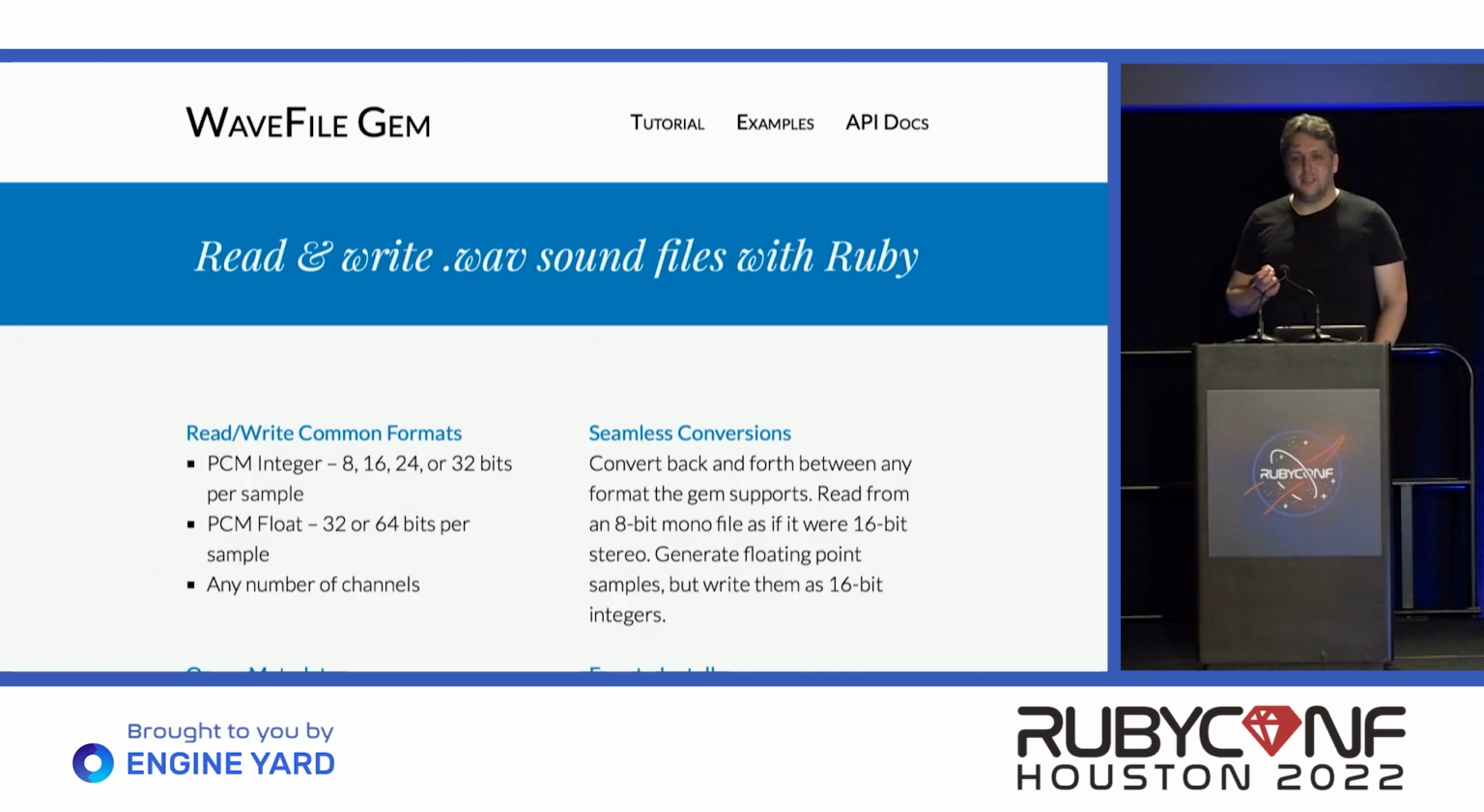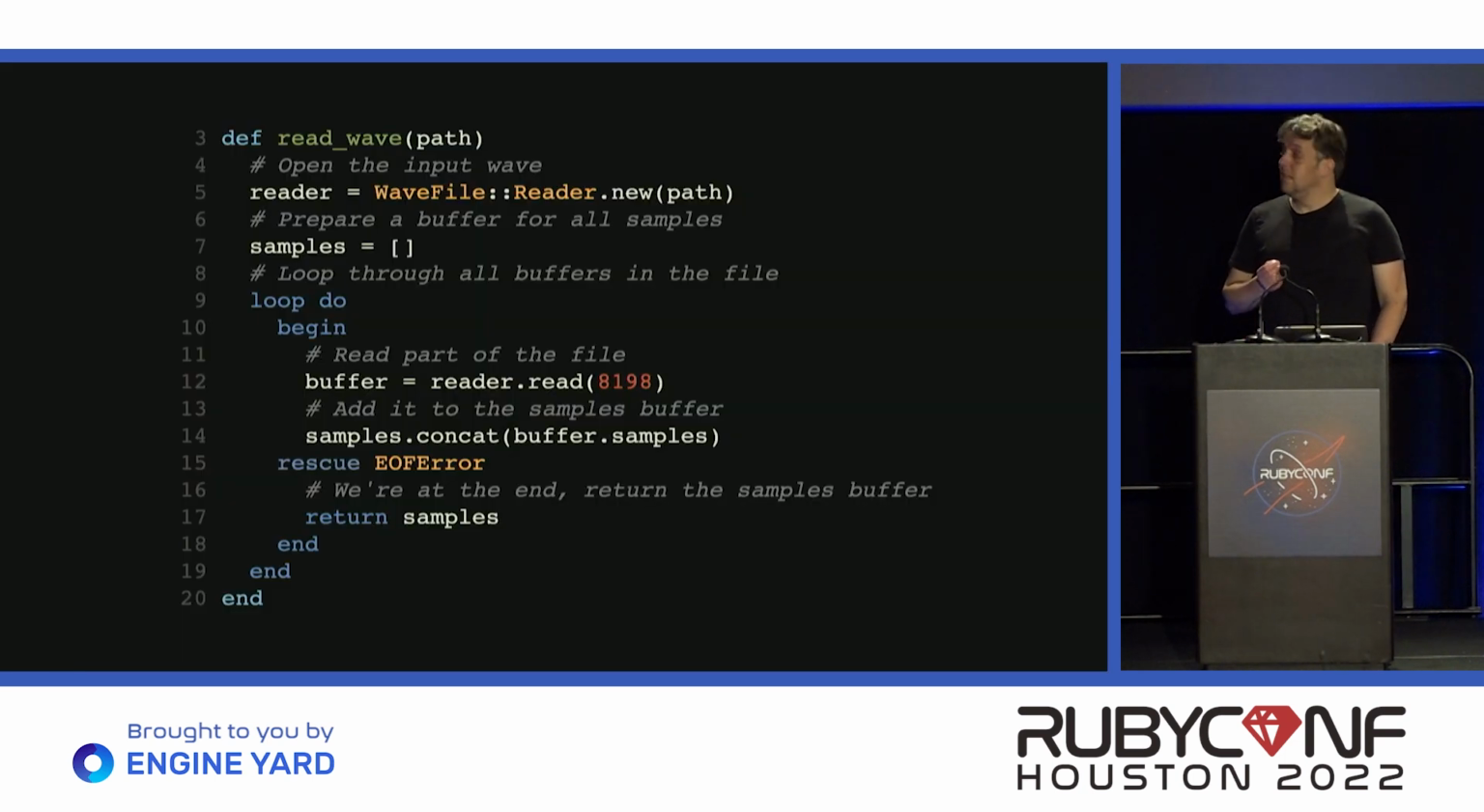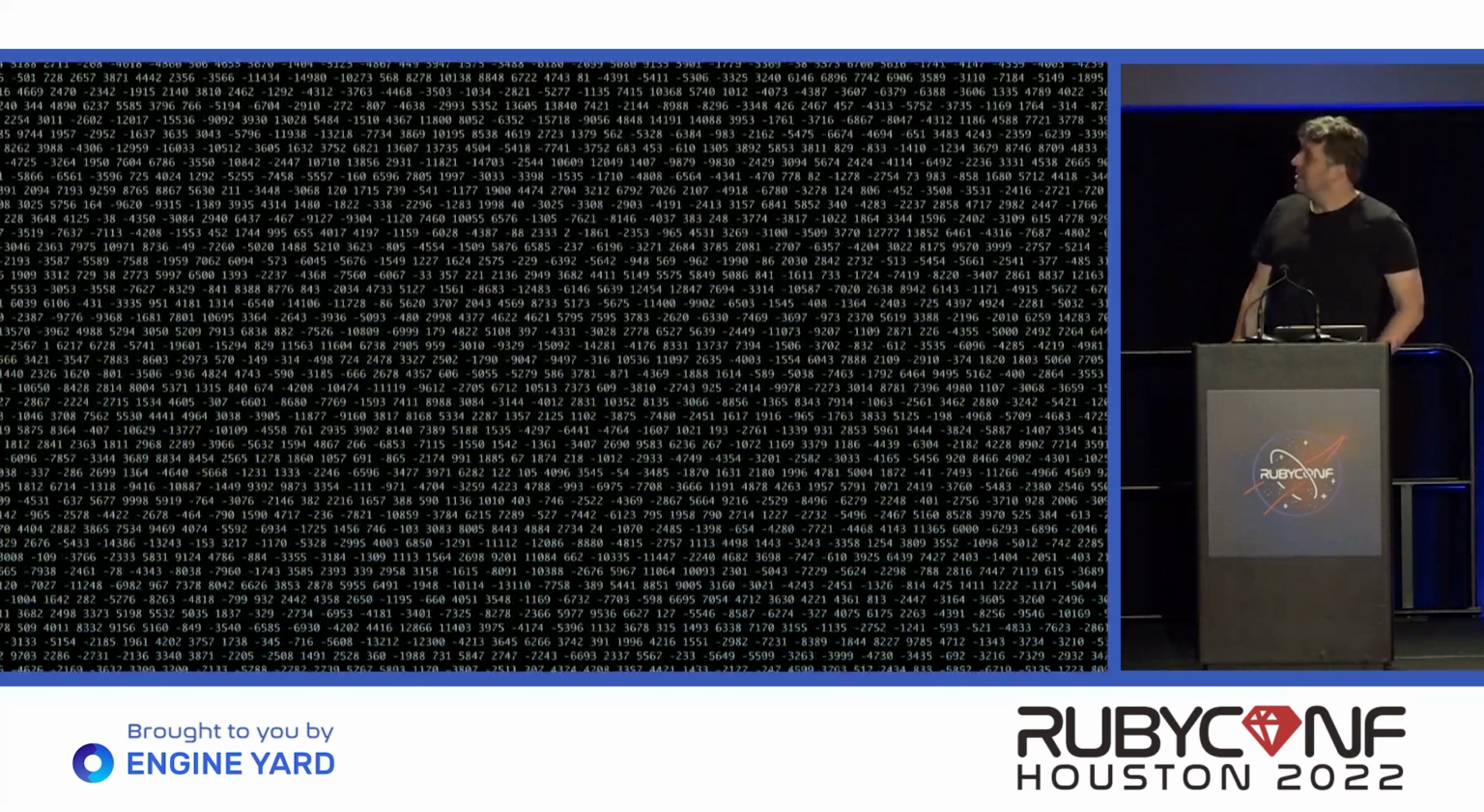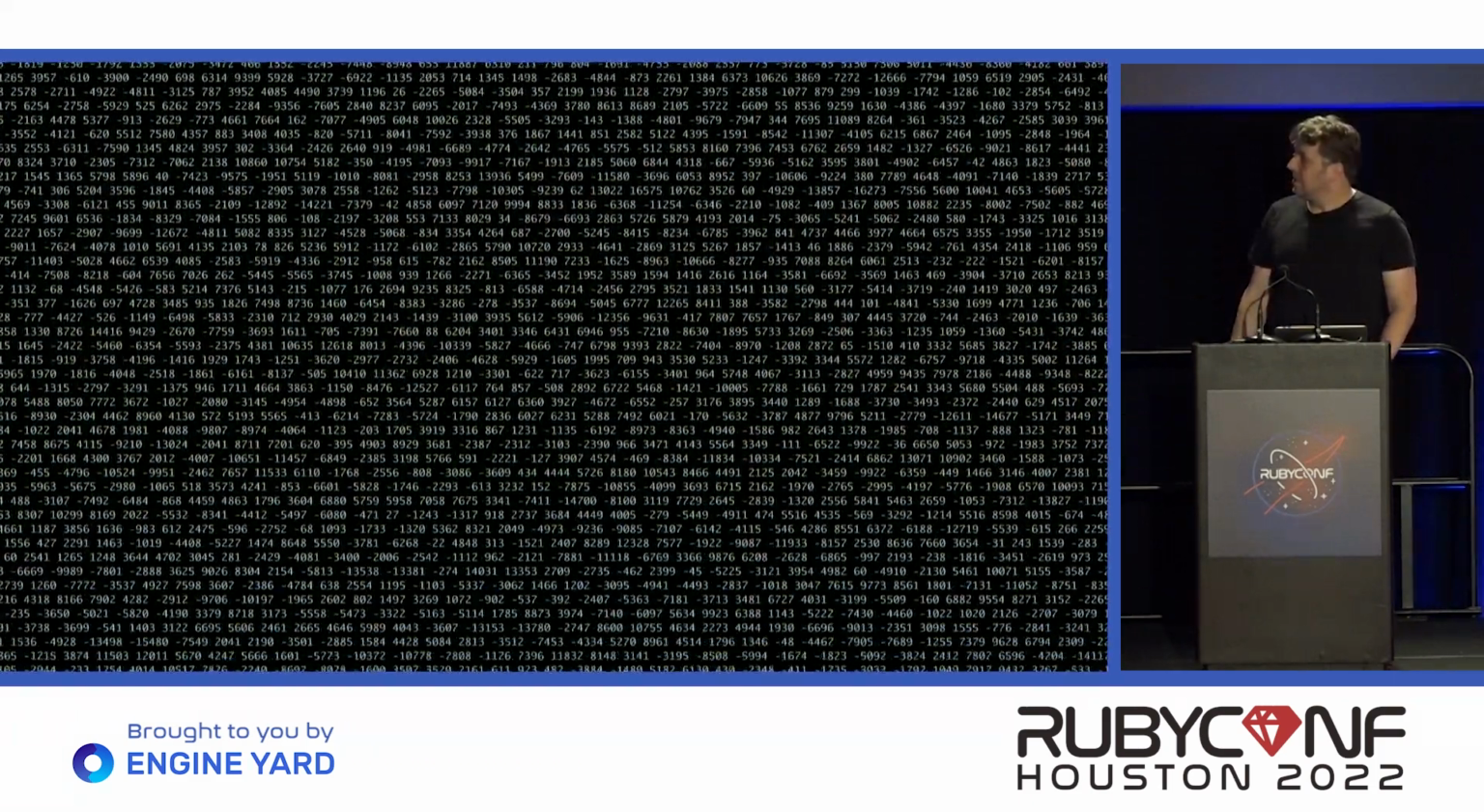This is the wave file gem that can write and read WAV files, which are basically just sequences of these samples. We've got a little code here, which is not super important, but this allows us to read back a wave file and just put it all in a very big array. So we have one sequence of numbers to work with, which makes other stuff simpler. And then you end up with this. It's just a whole lot of numbers.